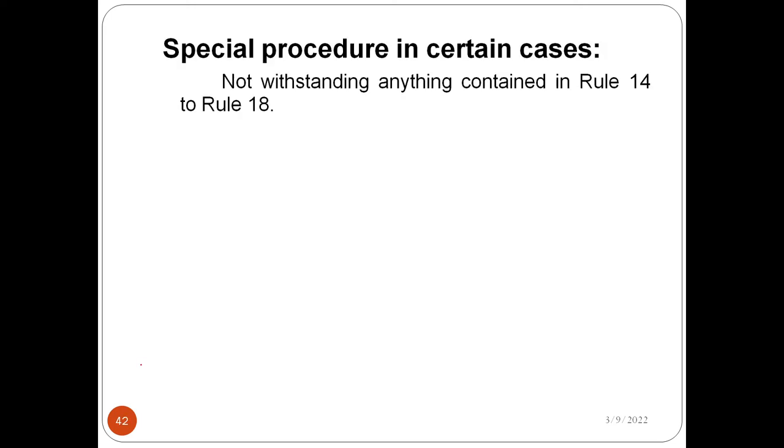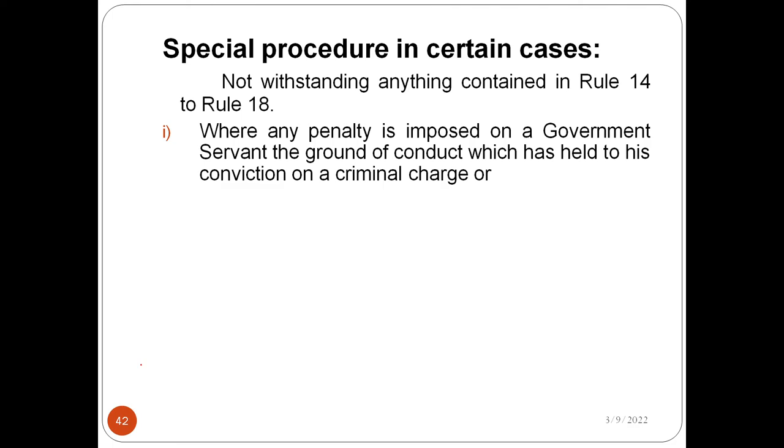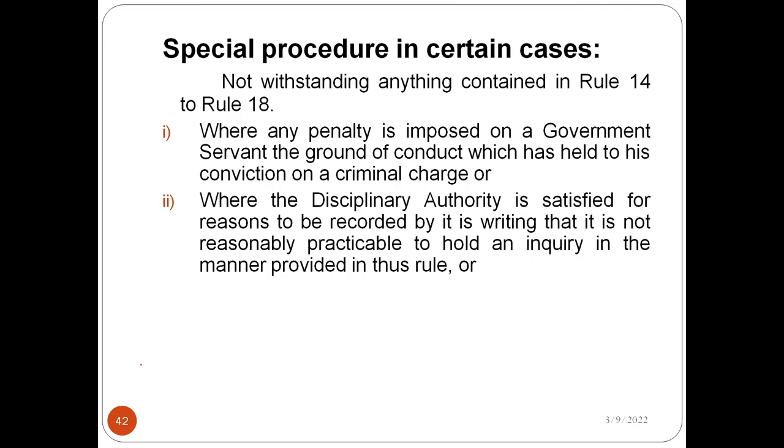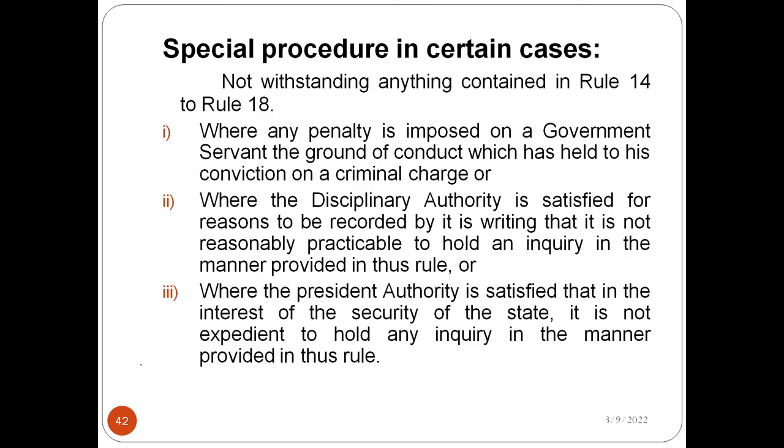Special procedure in certain cases. Notwithstanding anything contained in Rule 14 to Rule 18, where any penalty is to be imposed on a government servant on the ground of conduct which has led to his conviction on a criminal charge, where the disciplinary authority is satisfied for reasons to be recorded by it in writing that it is not reasonably practicable to hold an inquiry in the manner provided in these rules, or where the disciplinary authority is satisfied that in the interest of the security of the state it is not expedient to hold any inquiry in the manner provided in these rules.